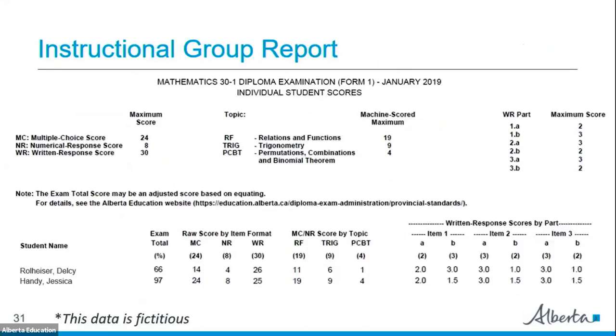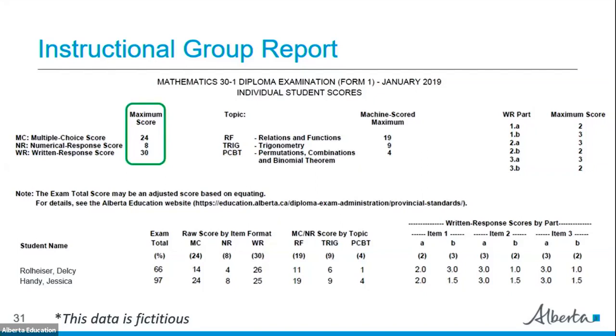As previously mentioned, the school and instructional group report contains a breakdown of individual student performance on different components of the exam. So this is called the instructional group report. The top left of this table contains a legend and breakdown of the maximum scores for each component of the exam. So this is an example for Math 30-1.